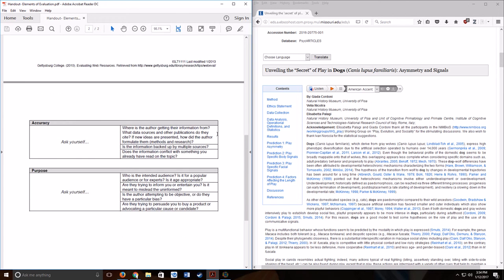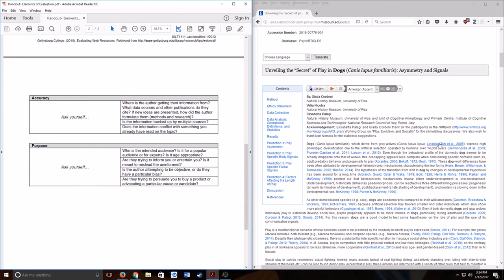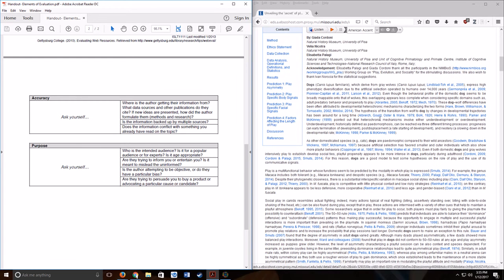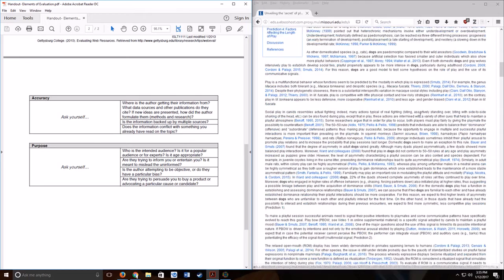And then the purpose. Reading through, it's pretty clear to tell they're just trying to inform you. They're trying to inform those who are interested in figuring out the secret of play in dogs. I haven't noticed any bias. Sometimes it's hard to tell. Other times it's very easy to tell whether or not they're trying to sell you something or something along those lines.